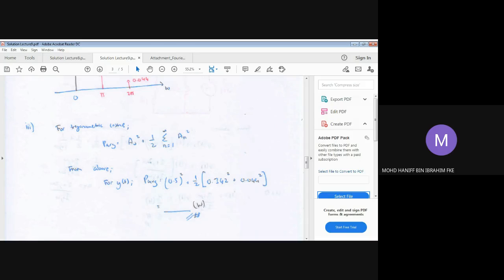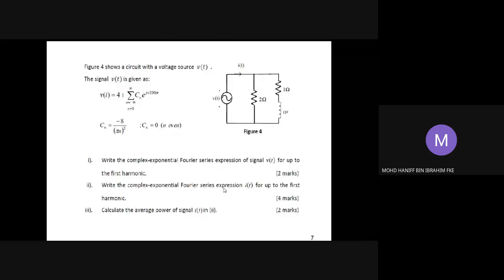Let's have a look at another example to be done. Okay, so we have another example now. We are having this circuit, with a voltage source of Vt.